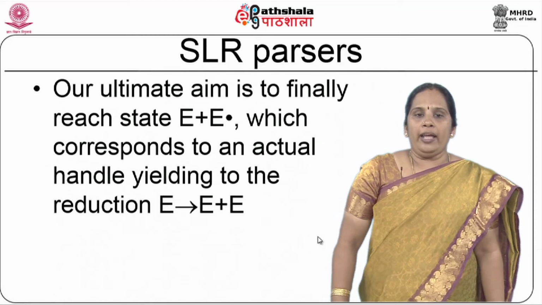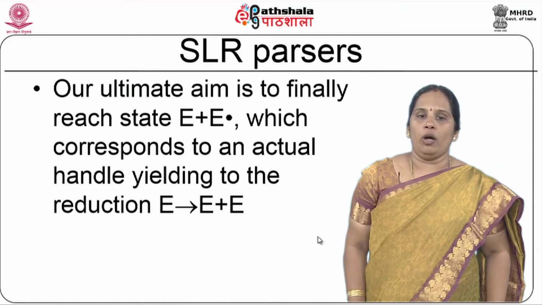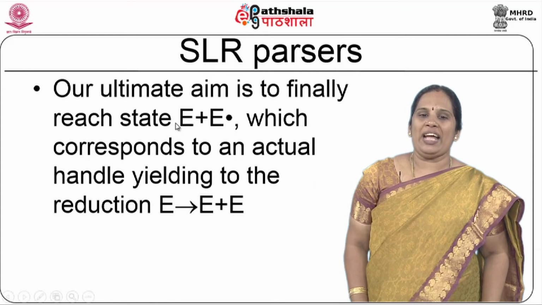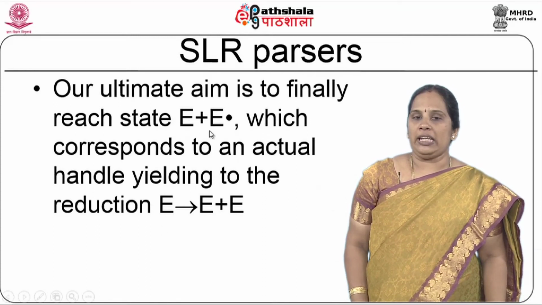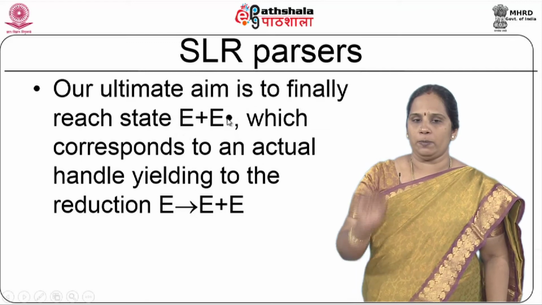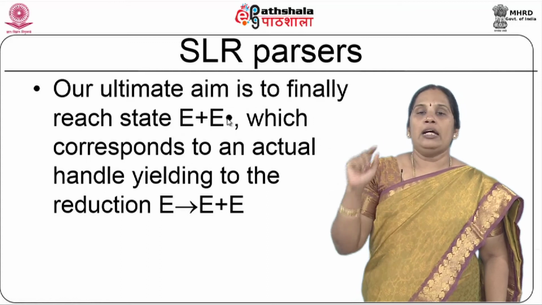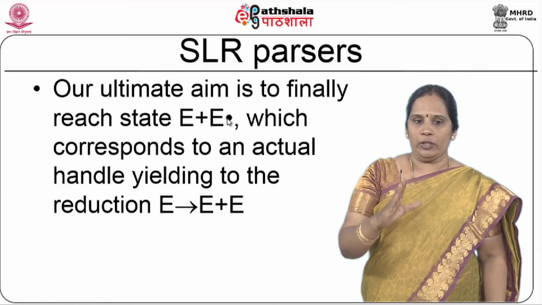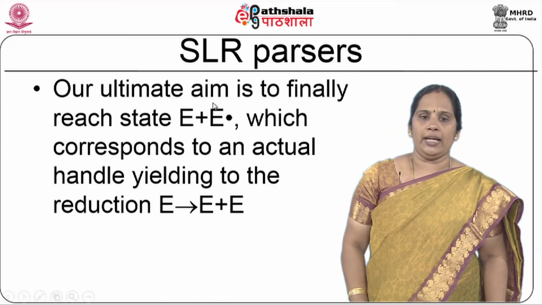Now, our ultimate aim is to finally reach a situation where you will have a dot at the end, which corresponds to an actual handle yielding the reduction E produces E plus E. So, if you have the dot at the last position, that is after the last symbol E, that indicates that you have successfully parsed and E plus E is going to be a handle. That is your understanding here.